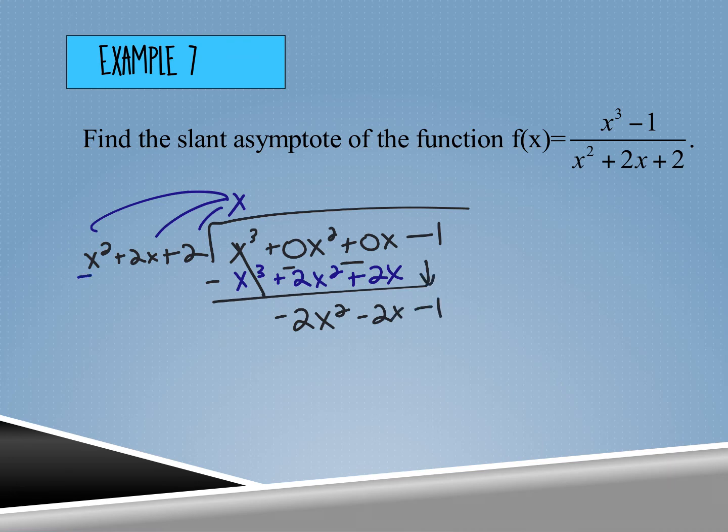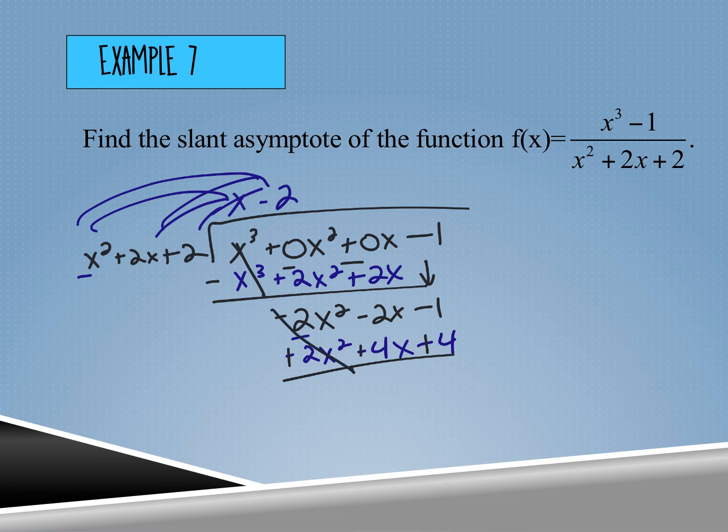Multiply again. First into first would be negative 2. Distribute: negative 2x squared minus 4x minus 4. Change your signs and just make sure the first thing cancels. If it does, you can completely disregard your remainder, because what's important is up here at the top. y equals x minus 2 would be your slant asymptote. Questions on that one?